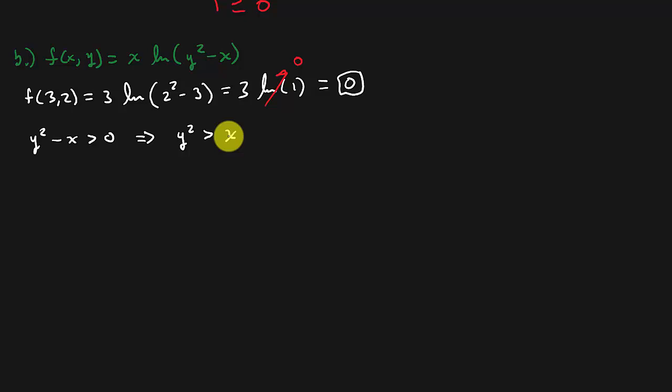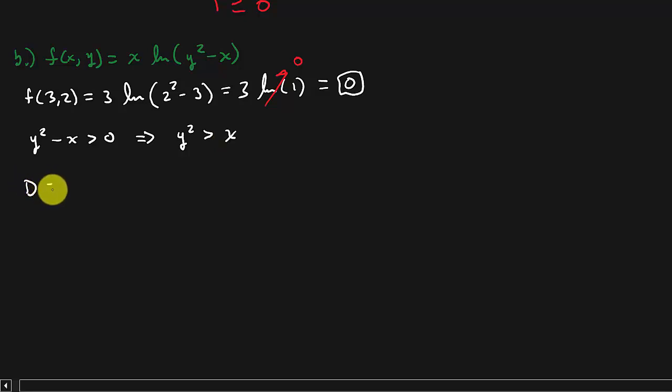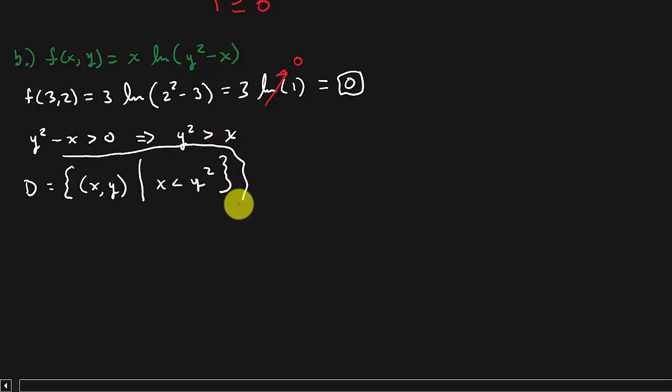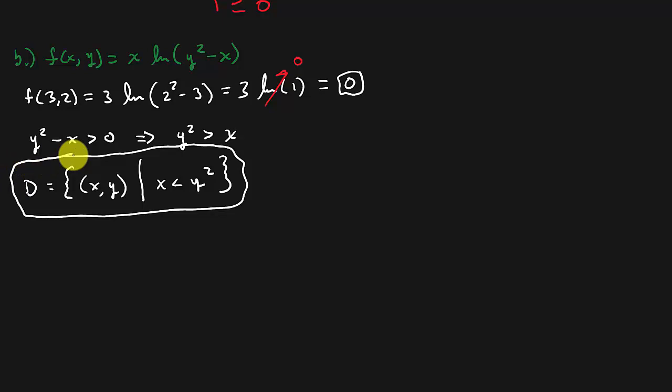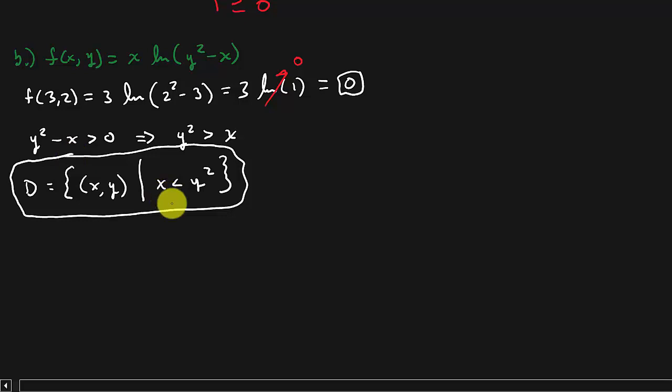All right, so my domain is equal to the set of all (x, y) such that x is less than y squared. I just wrote the x first. Why did I do that? I don't know, I just did. A lot of times you see x first. If you write y squared is greater than x, that's fine too. But this is our condition. So this is your domain.